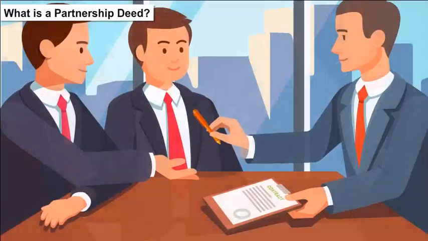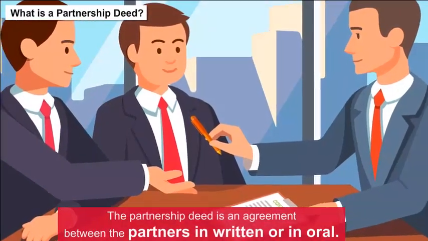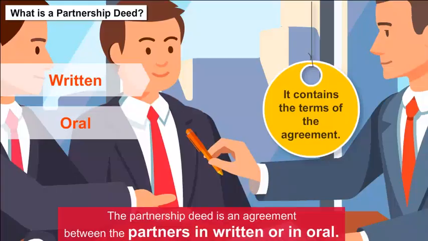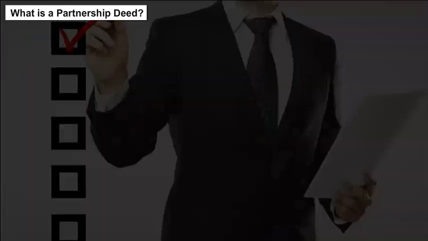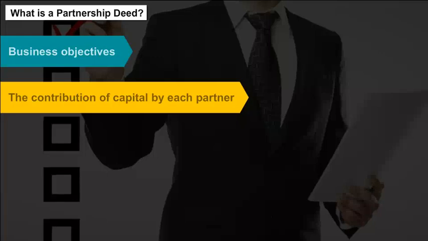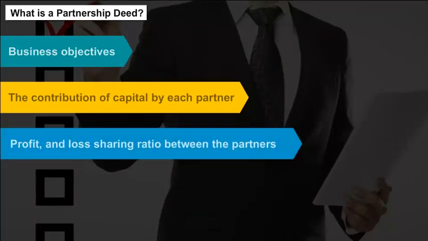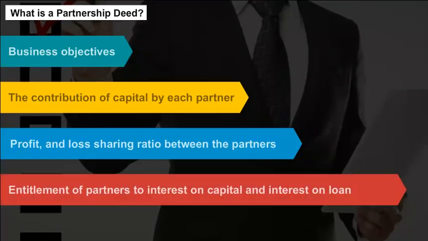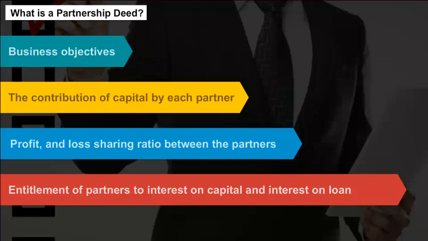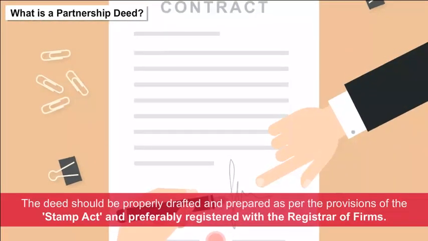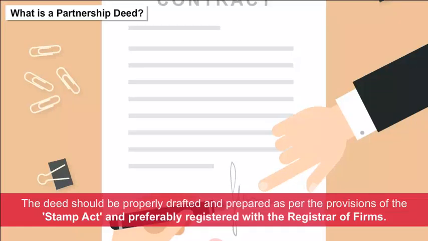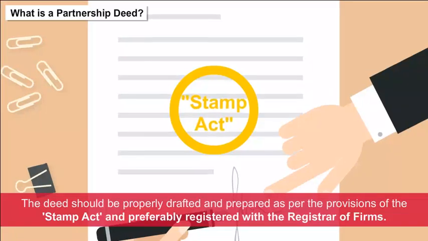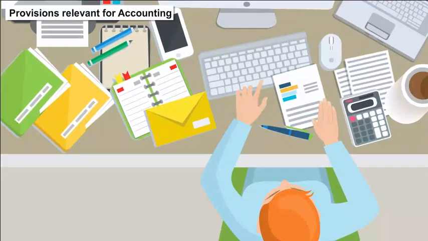What is a partnership deed? The partnership deed is an agreement between the partners, in written or in oral form. It contains the terms of the agreement. It contains all the details about the business objectives, the contribution of capital by each partner, profit and loss sharing ratio between the partners, and entitlement of partners to interest on capital and interest on loan. The deed should be properly drafted and prepared as per the provisions of the Stamp Act, and preferably registered with the Registrar of Firms.